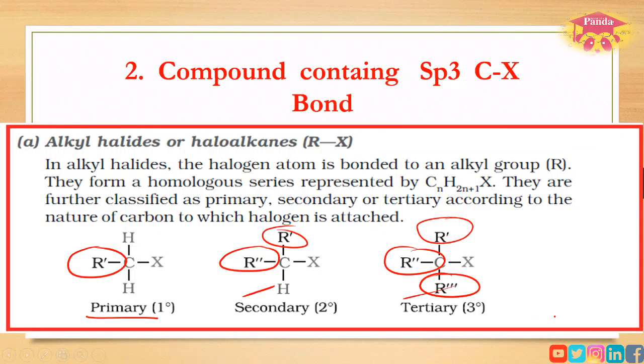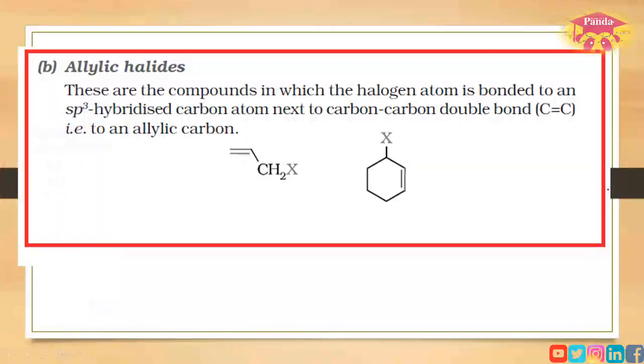Now next is allylic halides. In this compound, the halogen atom is bonded to an sp3 hybridized carbon atom. This halogen atom is bonded to this carbon atom, which is sp3 hybridized and next to a C=C double bond. The same condition applies with the ring. This is not a benzene ring, a simple ring is given.